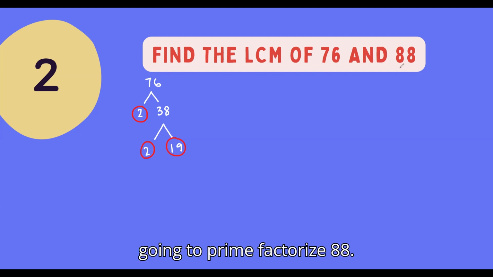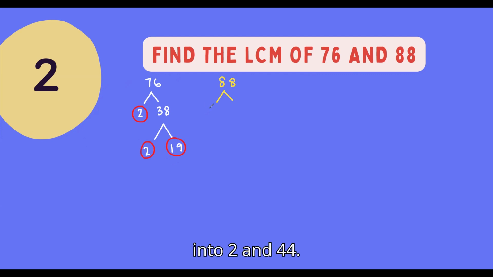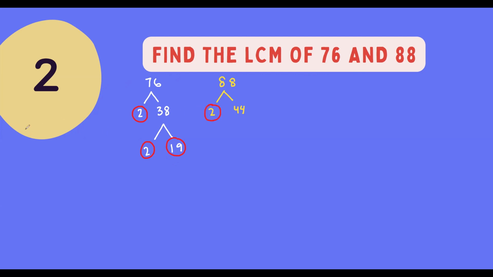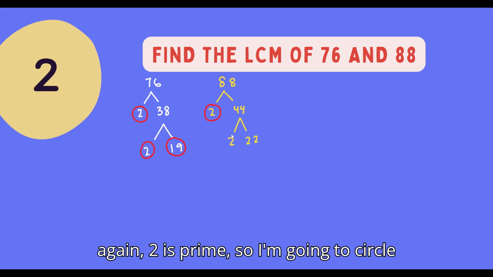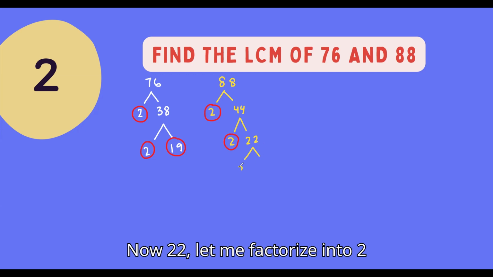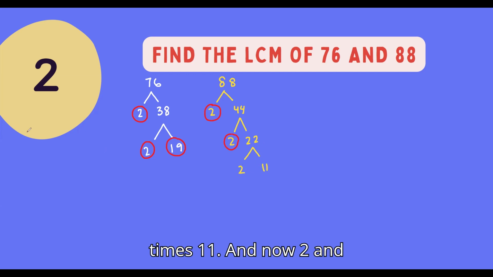Now I'm going to prime factorize 88. So 88 into 2 and 44. 2 is prime, so I'm going to circle it. Now again 2 and 22. And again 2 is prime, so I'm going to circle it. Now 22 can be factorized into 2 times 11. And now 2 and 11 are both prime, so I'm going to circle both 2 and 11.